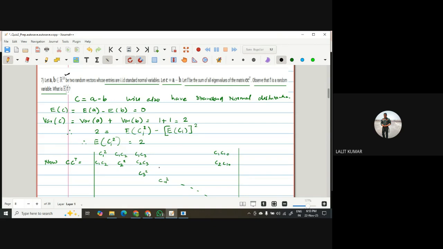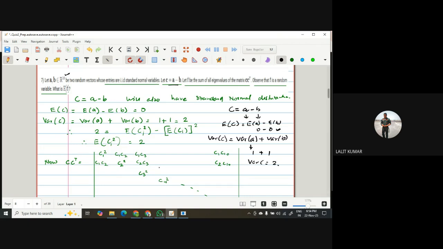So we have to remember this C. C is equal to A minus B. Both are standard normal variables. So expectation of C will become expectation of A minus expectation of B, which becomes 0 minus 0. And variance of C will become variance of A plus variance of B. We know this from our stats too. So this becomes 1 plus 1. So variance of C becomes 2.